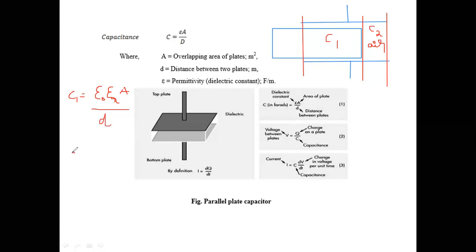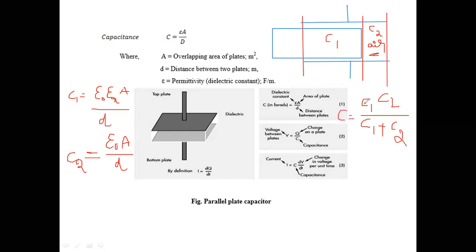What is C2 now? C2 equal to epsilon naught A by D. Why? Because epsilon r for air is 1. So what is the total capacitance? C1 C2 by C1 plus C2 will be the total capacitance C of the capacitor now.